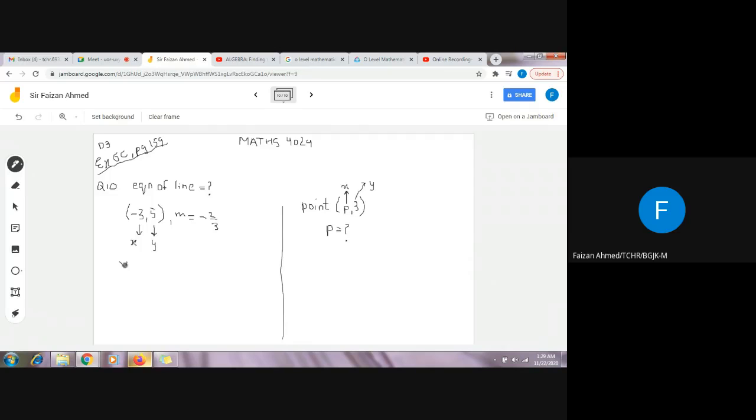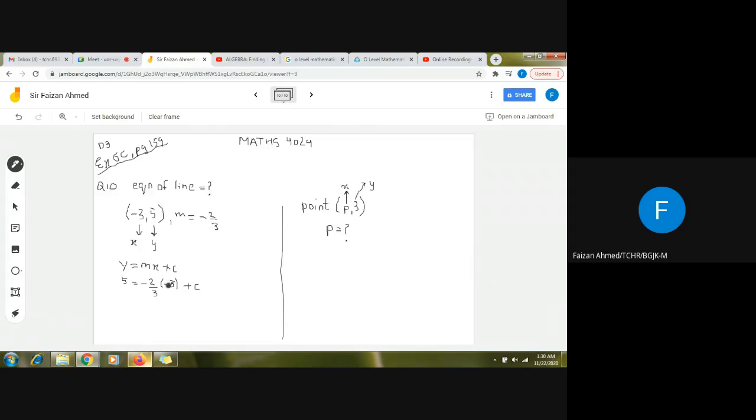So I will be using this point to find out the y-intercept, and we know that the slope-intercept form of the linear equation is y = mx + c. I will just put the values of y, x and m in order to get the value of c. y is 5, so I will write 5 in place of y, and the gradient is -2/3, so I will write -2/3 in place of m, and my value of x is -3, so I will put (-3) plus c.